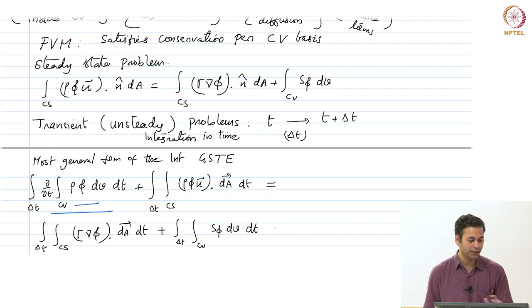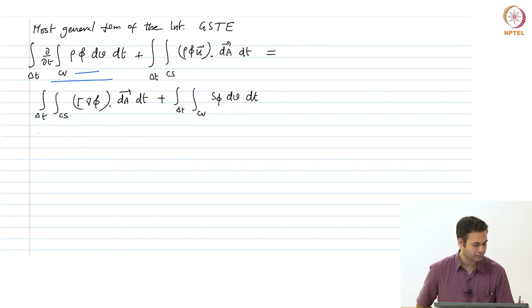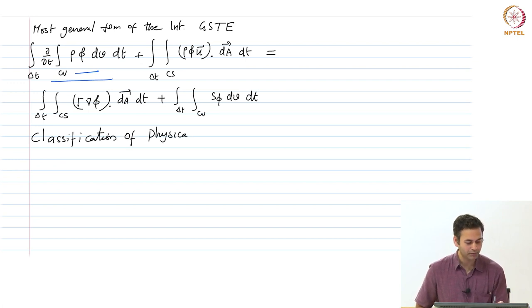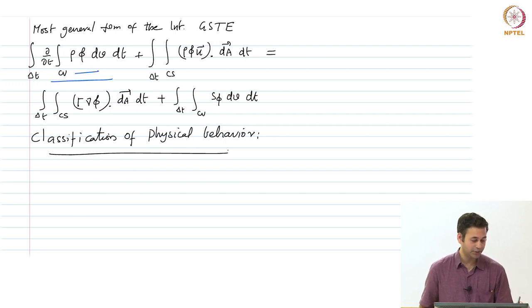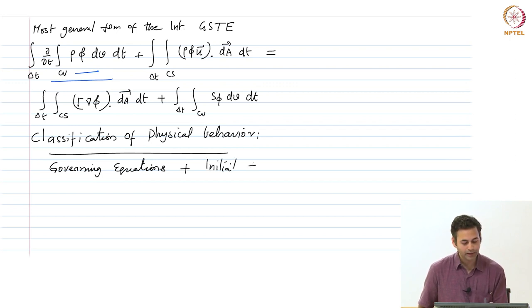So we'll work with all these integrations of time and space for the diffusion equation, convection diffusion equation and so on. Fine. So let us move on to the classification of physical problems, or classification of physical behavior, because in order to solve a problem, we not just need the governing equations, we also need to know the initial and/or the boundary conditions. Only then can we form a well-posed mathematical statement.